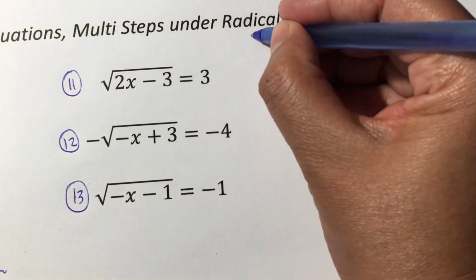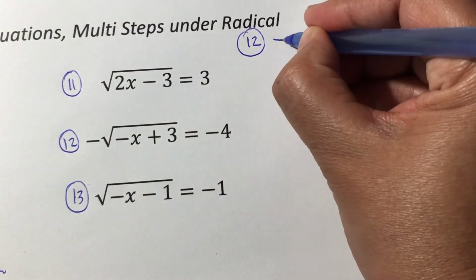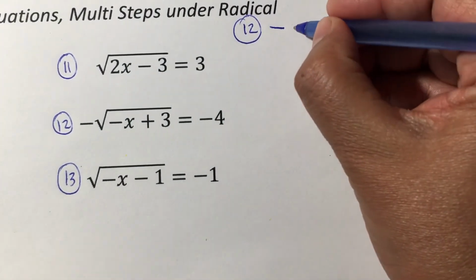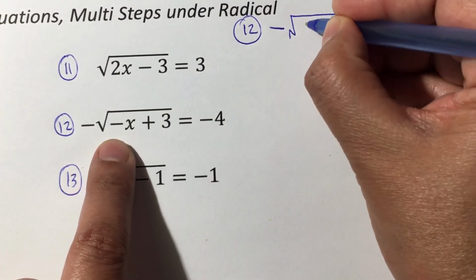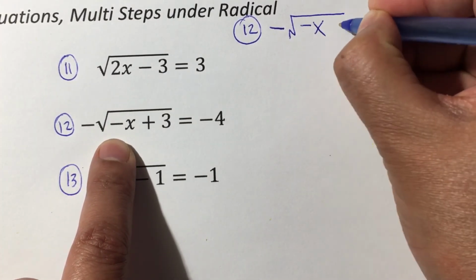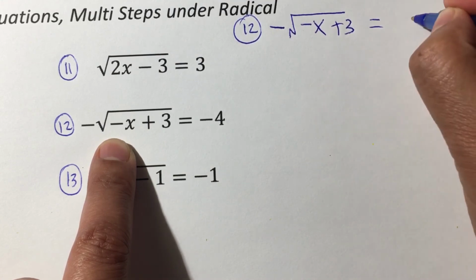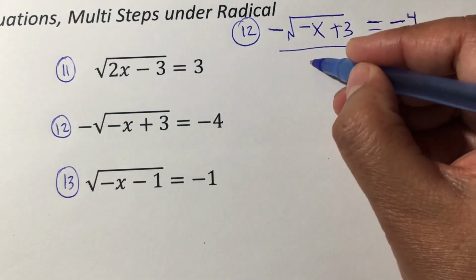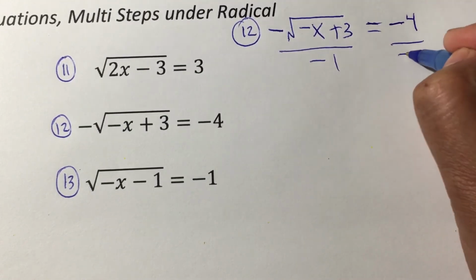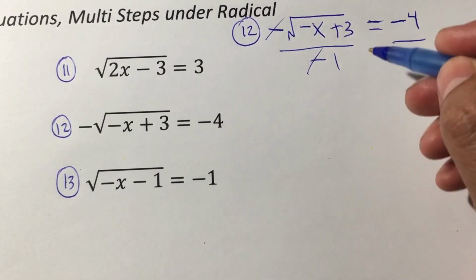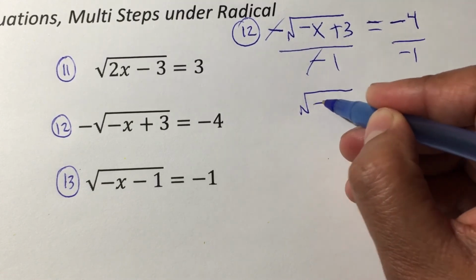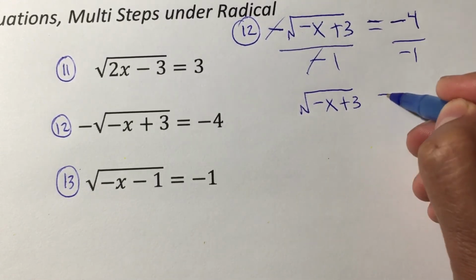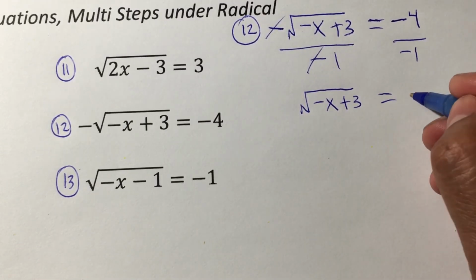Okay, number 12. You have negative times the square root of negative x plus 3 equals negative 4. I divide both sides by negative 1 to get rid of that negative. And we get negative x plus 3 equals, negative divided by negative is positive 4.